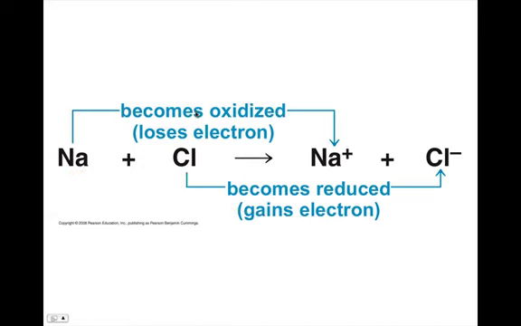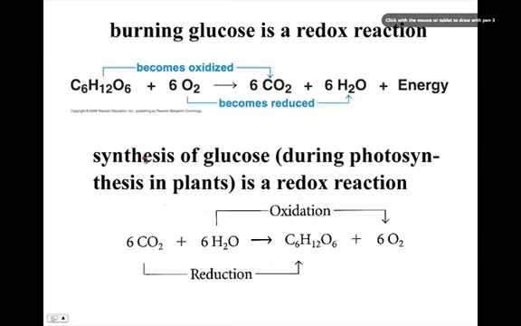The tricky thing about the redox chemistry in biology is often that they don't actually gain and lose a whole electron, but you'll see a relative increase or decrease in their electrons based on the electronegativity. So burning glucose is a redox reaction, and that is true either in a fire or in our body. It's the same chemical reaction.